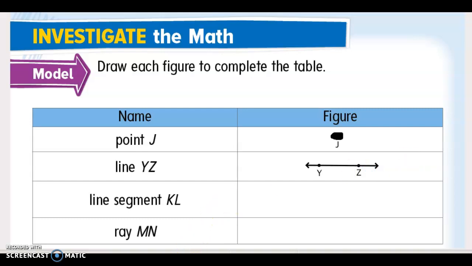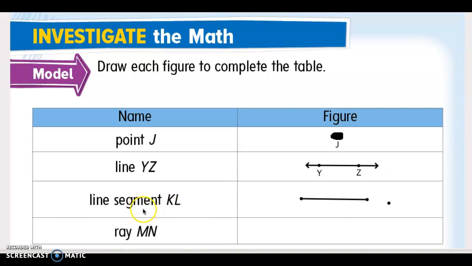Now the next thing we have is line segments. So a line segment looks like this. And you can see the difference between a line and a line segment. This line, again, has these arrows that tell us it goes on forever. These line segments have endpoints. When it has a dot or a point at the end of your line, it's called an endpoint.